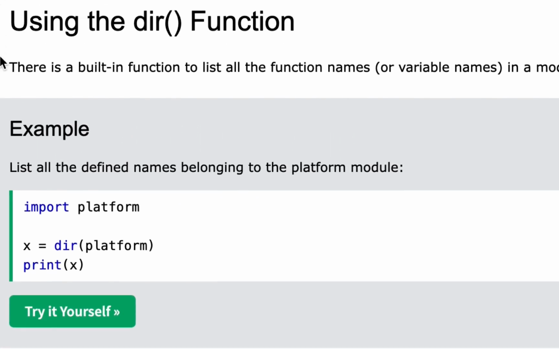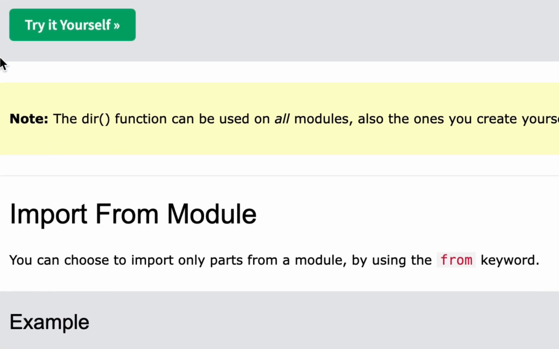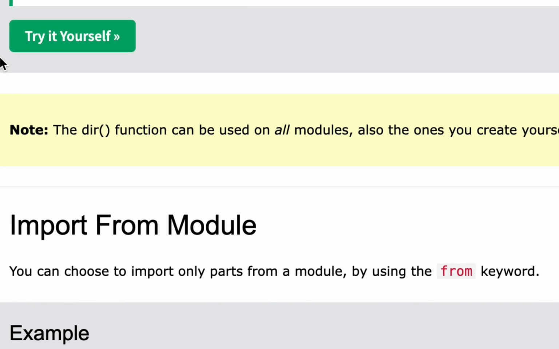Using the dir function. There's a built-in function to list all the function names or variable names in a module. The dir function can be used on all modules, also the ones you created yourself.